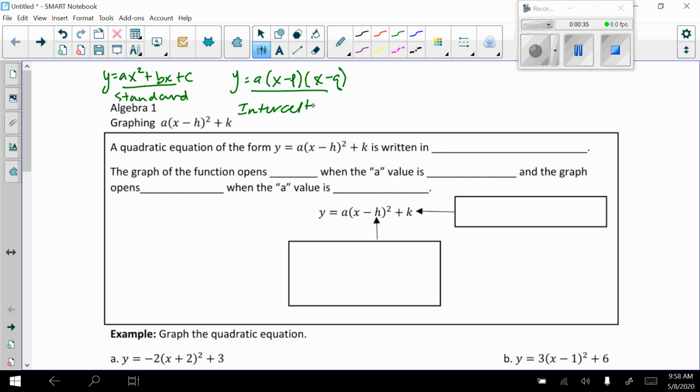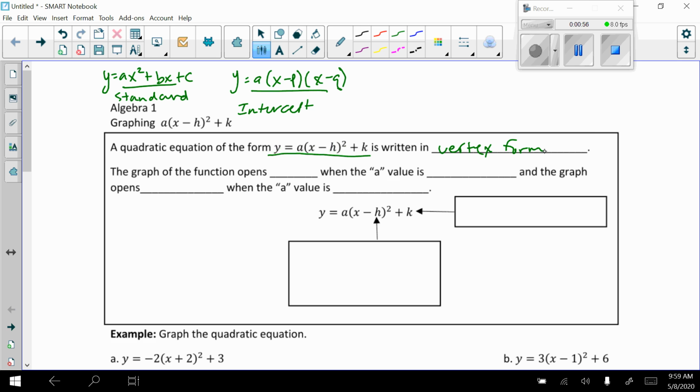In this video, we're going to look at when a quadratic equation looks like this: y equals a times (x minus h) squared plus k. When a quadratic equation is written like that, it is written in what we call vertex form. I'll explain why it's called vertex form here in a second.